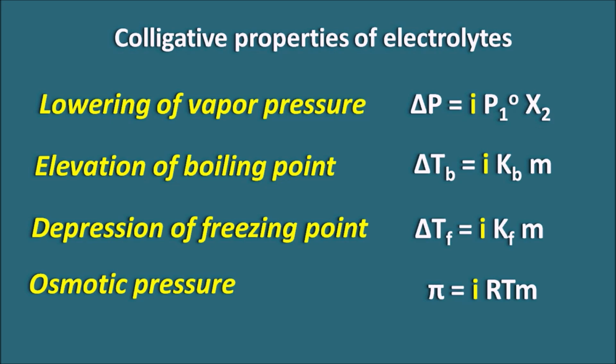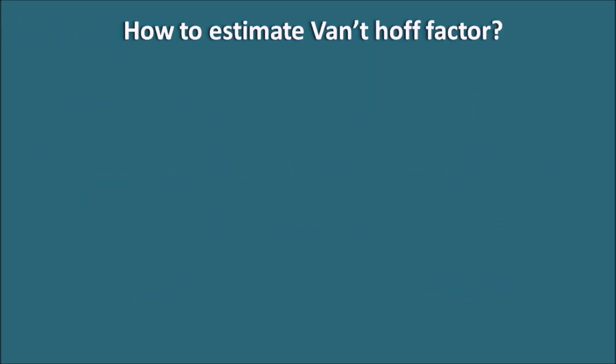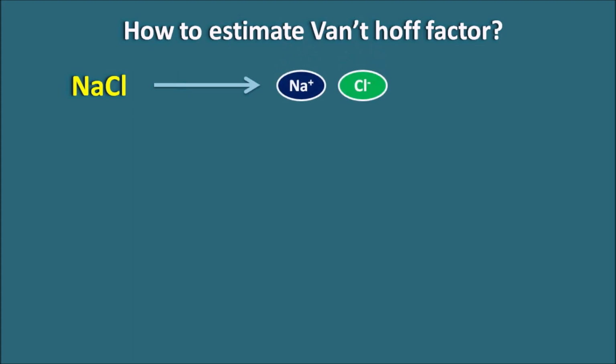Now these are the four colligative properties which are modified in the case of electrolytes by the introduction of the Van 't Hoff factor. But how can we estimate this Van 't Hoff factor? Let us take one example of an electrolyte, sodium chloride. Now sodium chloride is going to be dissociated into sodium ions as well as chloride ions. Now 1 mole of sodium chloride gives 1 mole of sodium ions as well as 1 mole of chloride ions. So for each molecule of sodium chloride, 2 ions are formed.